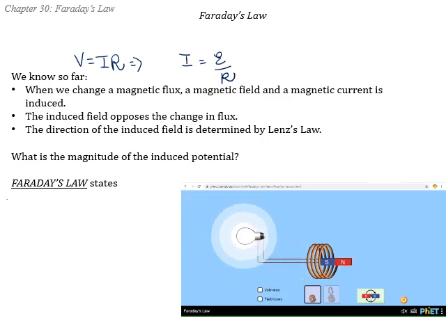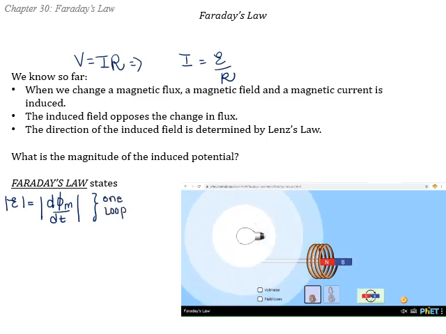Faraday's law states that the magnitude of the induced potential is equal to the change in magnetic flux with respect to time. Now this expression is for a single loop of wire, and this expression gives the magnitude. If we wanted to find the induced potential, not just the magnitude, we would include the number of loops times the change in magnetic flux with respect to time.